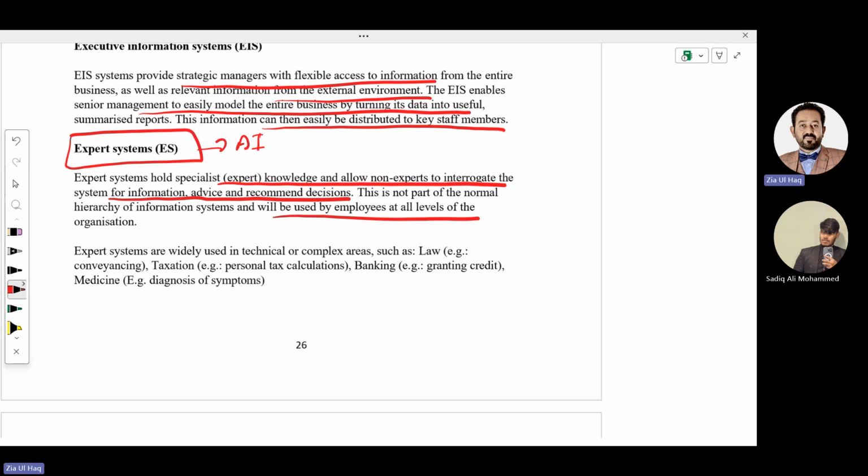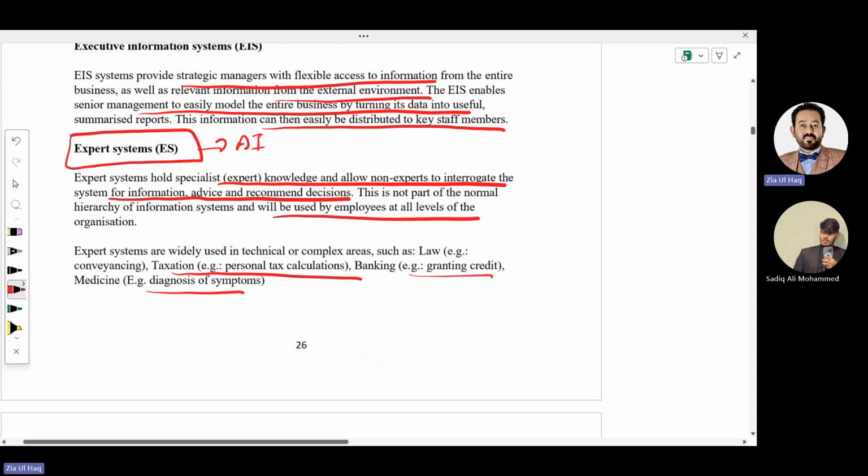Expert systems are widely used in technical or complex areas, such as the legal field. If you put any problem into the system, it will provide you the legal solution to that problem, rather than you going to a lawyer, explaining your problem, and the lawyer providing a solution after looking up the provisions in the law book. This system already has all the provisions data and will provide guidance and decision making regarding any legal issues. We can resolve taxation issues with this system. We can resolve banking issues with this system, or we can use this system in medicine as well.